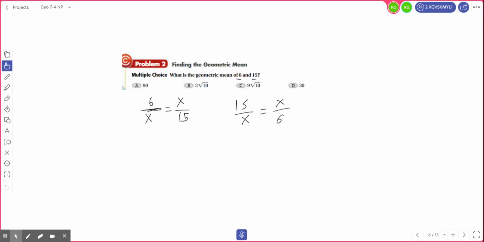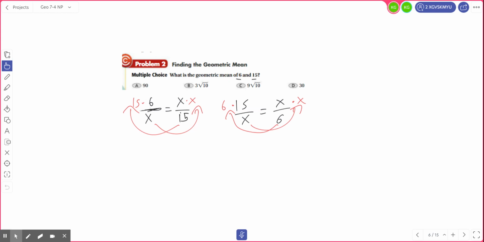You'll see, because either way, when we cross multiply, we get 15 times 6 on one side and x times x on the other. Over here, it works the same way. It's always going to be 15 times 6 and x times x. So if you don't remember where the x goes on the top and the bottom, and which number goes on the top and which number goes on the bottom, it does not affect the answer. Either way, you will get the product of the two numbers equals x squared.